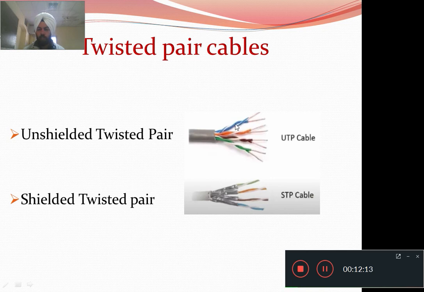You can see in this diagram that there is interference. Wires are rotated so that there is no interference. Another is shielded twisted pair. These cables are shown in the diagram. These cables are shielded by using some shielding material.